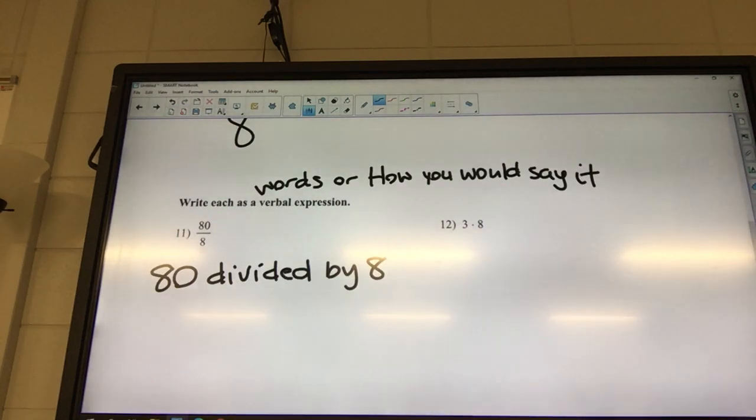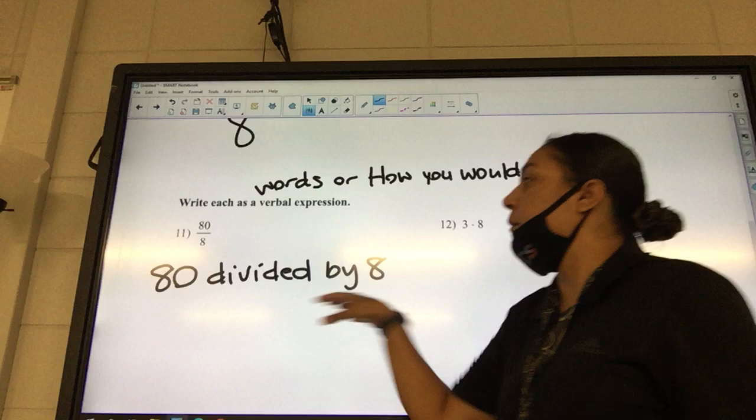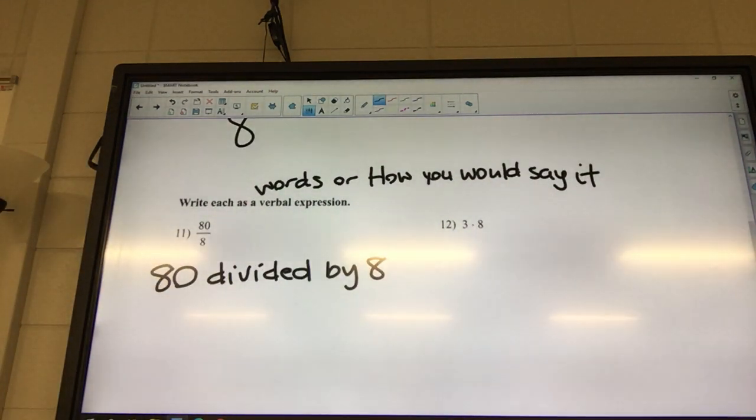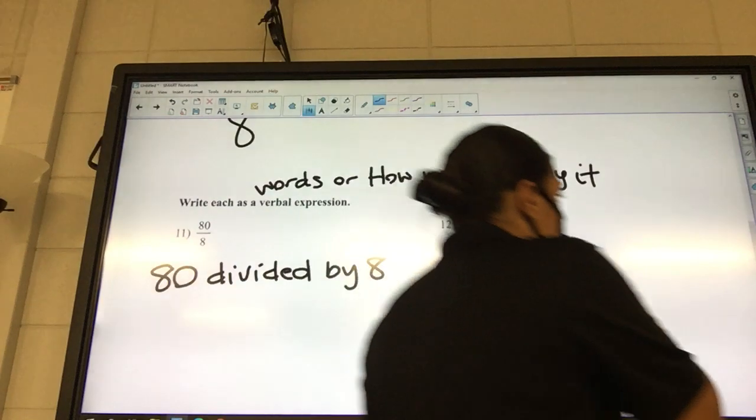I don't need you to spell out the 8 and the 80, but you do have to write them down. Okay, but the divided by, that's a key word. And if you can't think of a word, there are a ton over here. So you can say a quotient, whatever word works for you.